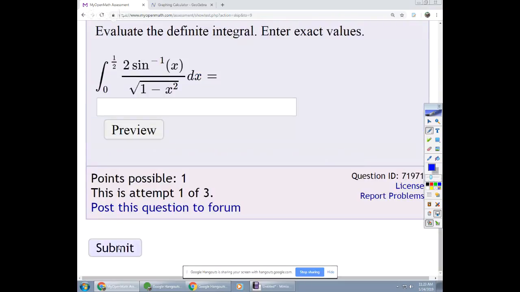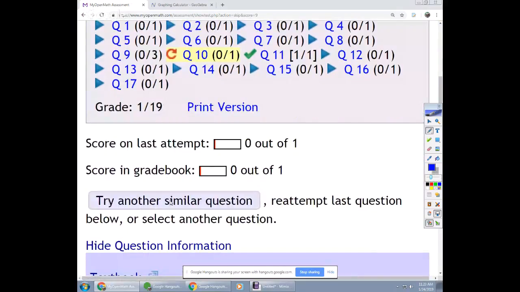How do I get a new version? I just hit submit. Now you can just try it. Oh, it says, try similar.